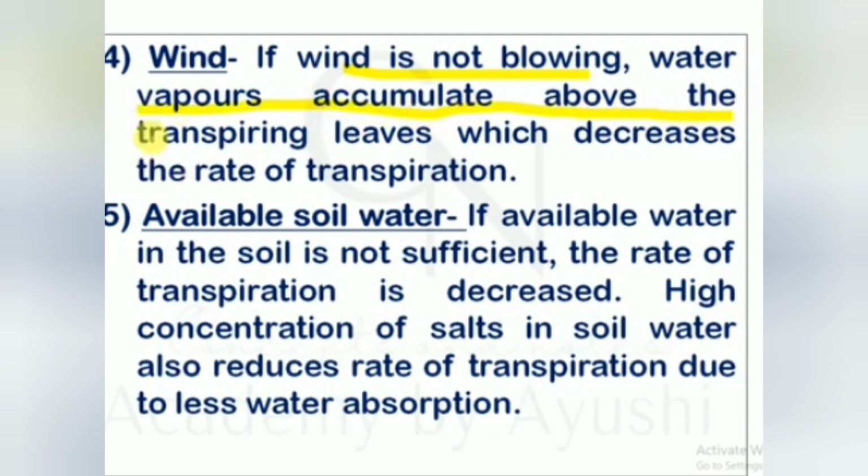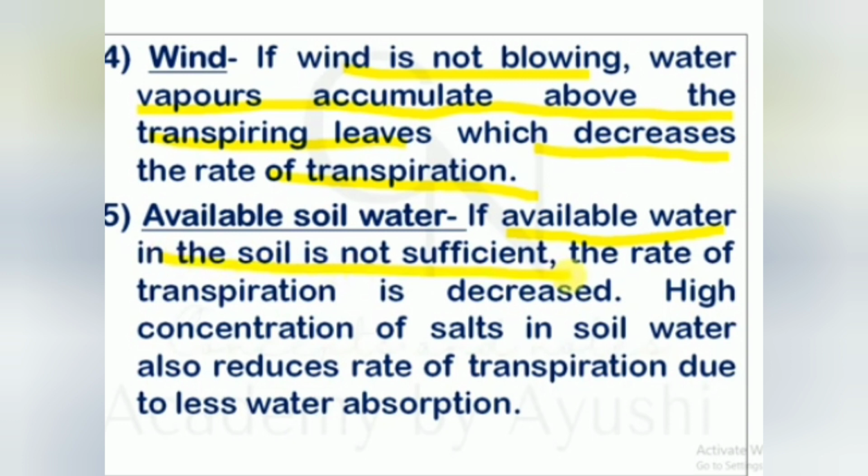Wind. If wind is not blowing, water vapors accumulate above the transpiring leaves, which decreases the rate of transpiration. Available soil water. If available water in the soil is not sufficient, the rate of transpiration is decreased. A high concentration of salts in soil water also reduces the rate of transpiration due to less water absorption.